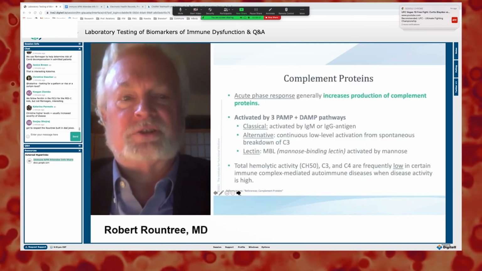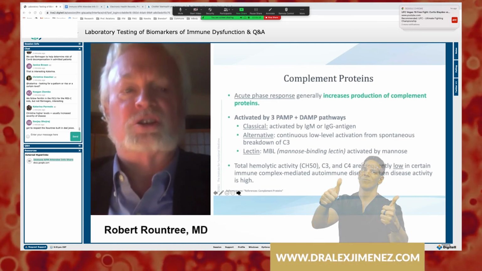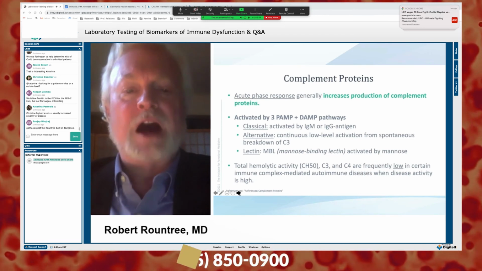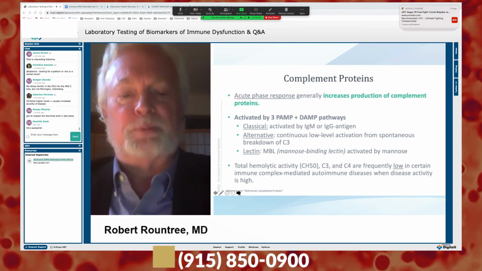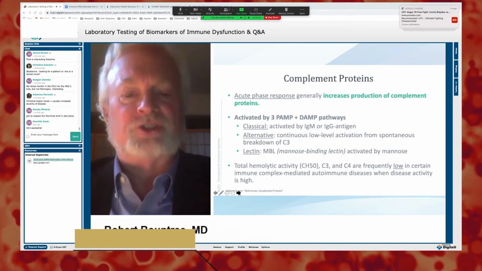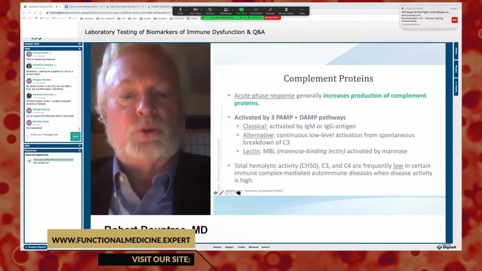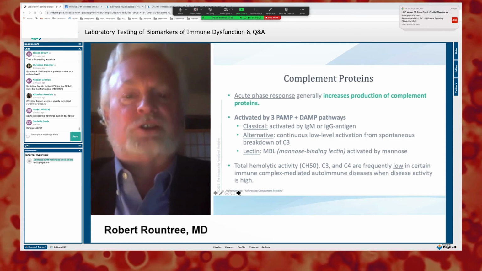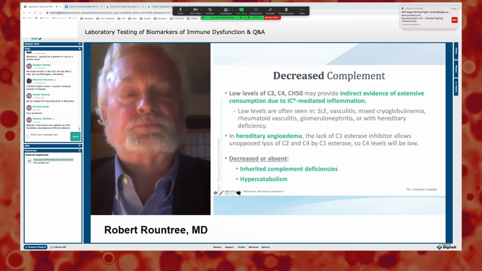cascade process. So generally with the acute phase response, you increase production of complement. So that's interesting. Complement levels will go up as a result of inflammation. But in immune complex diseases like lupus, where you get a lot of immune complexes in the bloodstream, you actually chew up that C3 and C4. So you will see low levels of C3 and C4. That's why C3 and C4 are kind of classic markers for lupus, along with the anti-nuclear antibody.